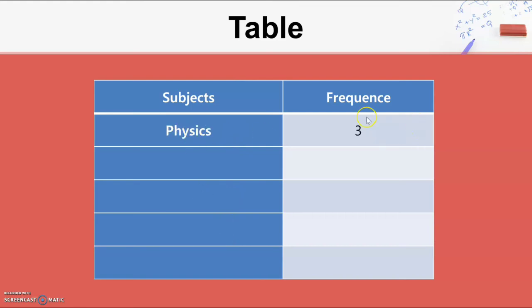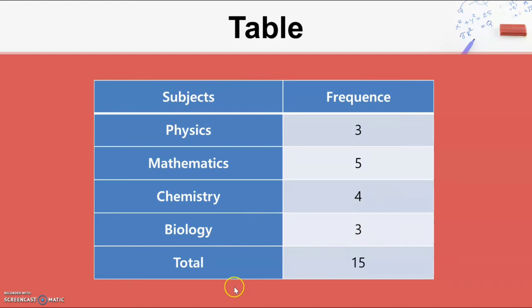Physics subject was liked by 3 students. Mathematics subject was liked by 5 students. Chemistry subject was liked by 4 students. And biology subject was liked by 3 students. So the total is the same as the question, namely 15 students. And next is the pie chart.